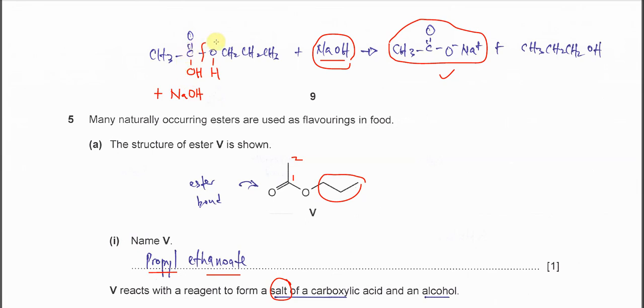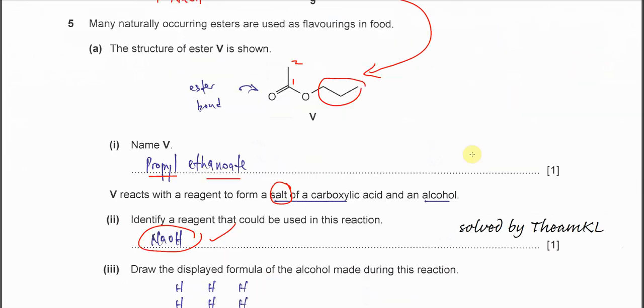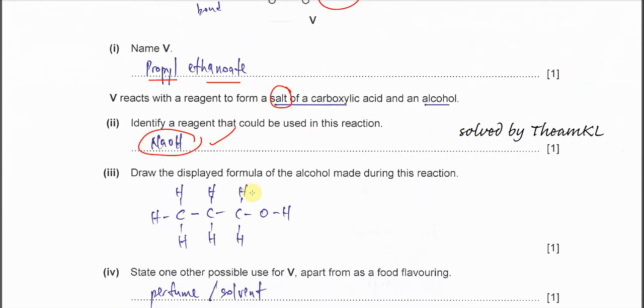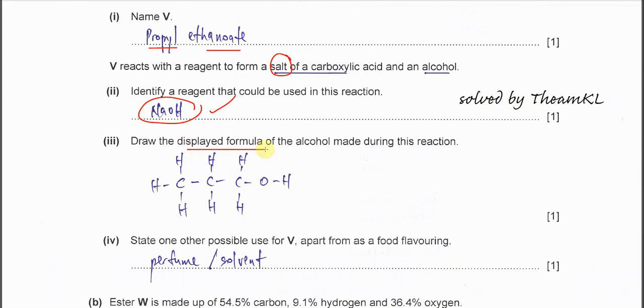Okay, this is the V. The alcohol that is made is this one. Means this CH3, CH2, CH2OH. Okay, propan-1-ol. Okay, so display formula, so you just draw the display, show all the bondings.